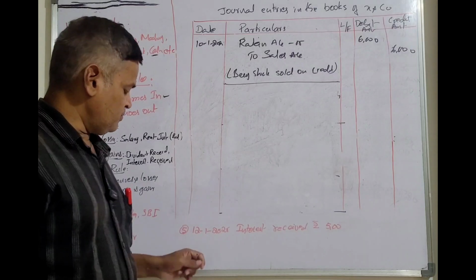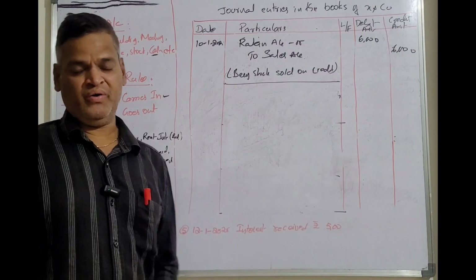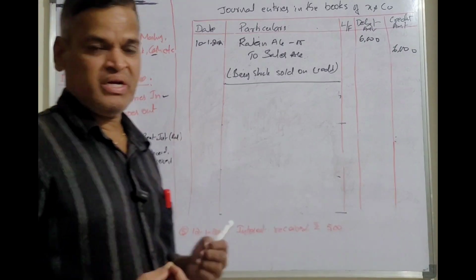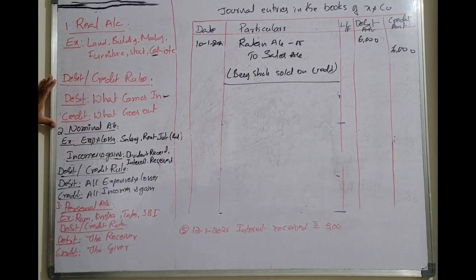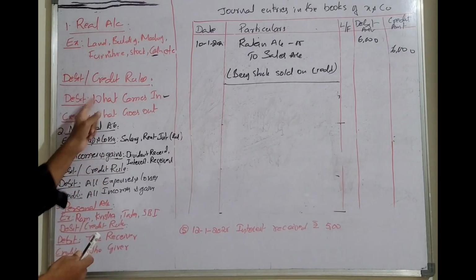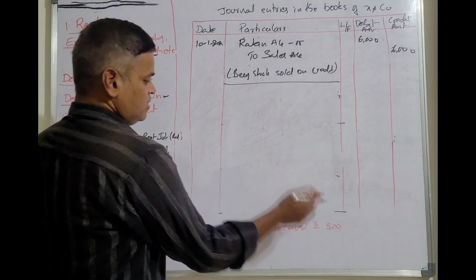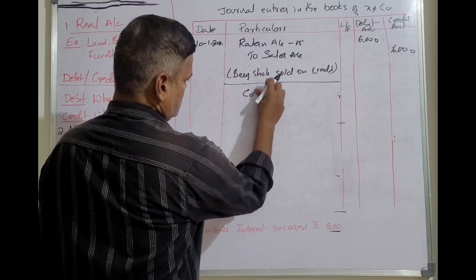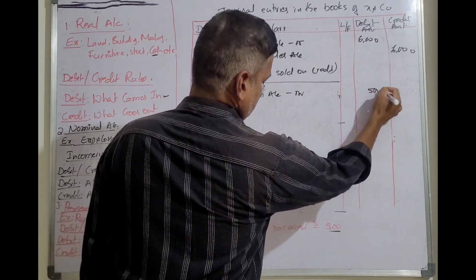Next, fifth transaction is on 12th January 2025, interest received rupees 500. So in this, what happened? Business has received the interest, 500 rupees interest the business has received. Now we have to write the journal entry. First we have to write debit. If you want to write debit, we have to check according to real account. What comes in? What is coming into the business? Cash is coming in. Hence we can write down cash account debit 500 rupees.